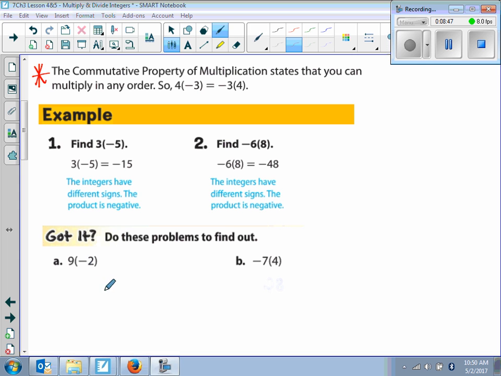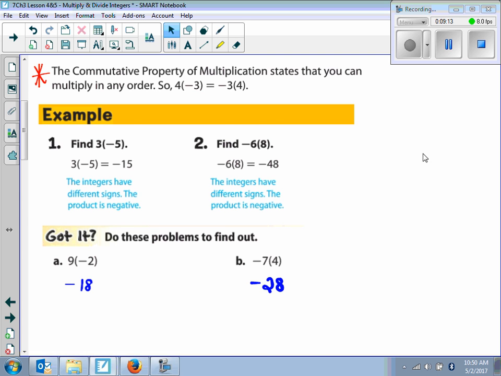So here on the Got It problems, we have 9 times negative 2. Make sure you write these down. 9 times negative 2. You multiply like normal. 9 times 2 is 18. And because they're different signs, one positive, one negative, our final answer is negative 18. And that's all there is to it. So here, negative 7 times 4. What's the answer? Negative 28.